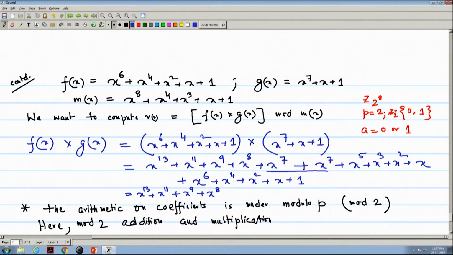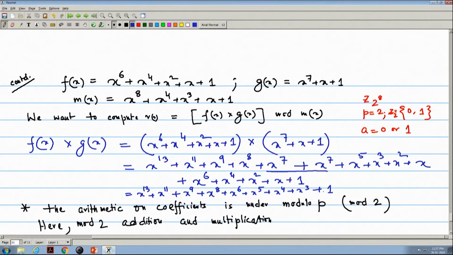Now x to the power 6, x to the power 5, x 4, x cube. Now again one x square and x, so another 2x square and 2x, so it will be 0, so only 1. So this is the product.